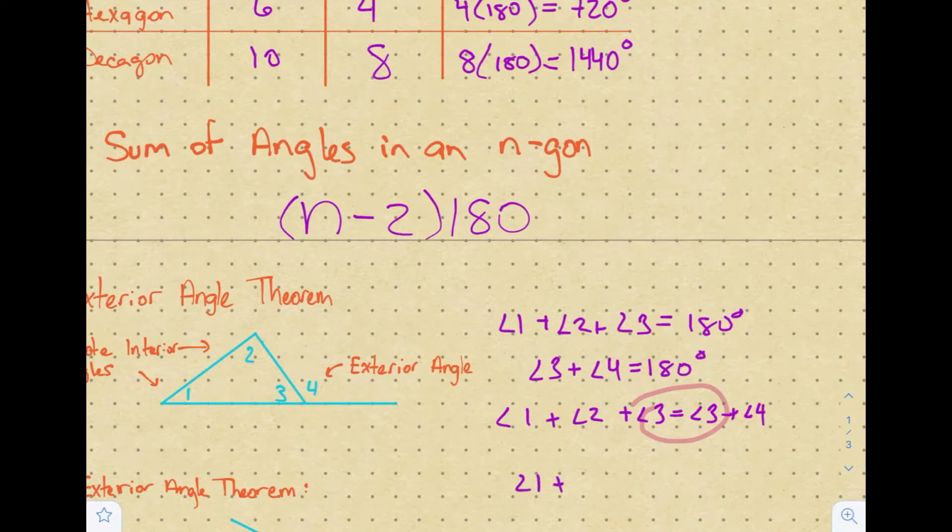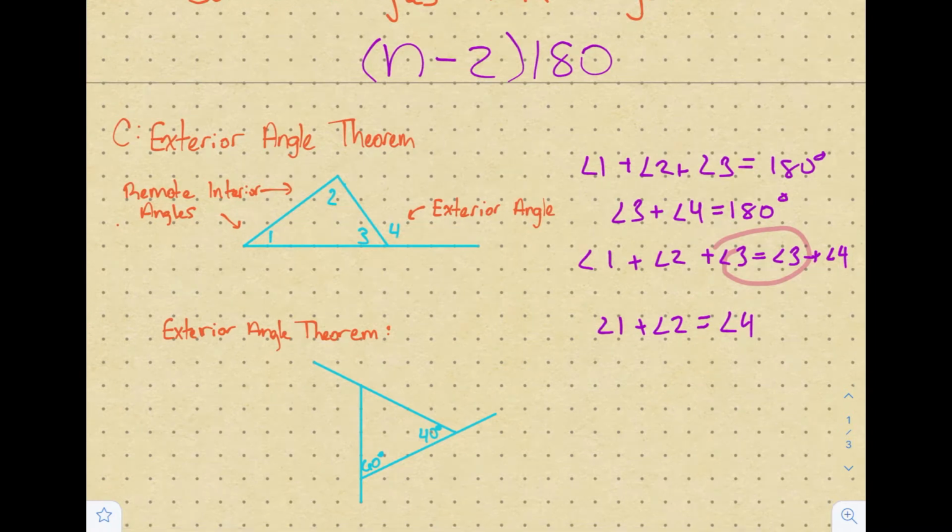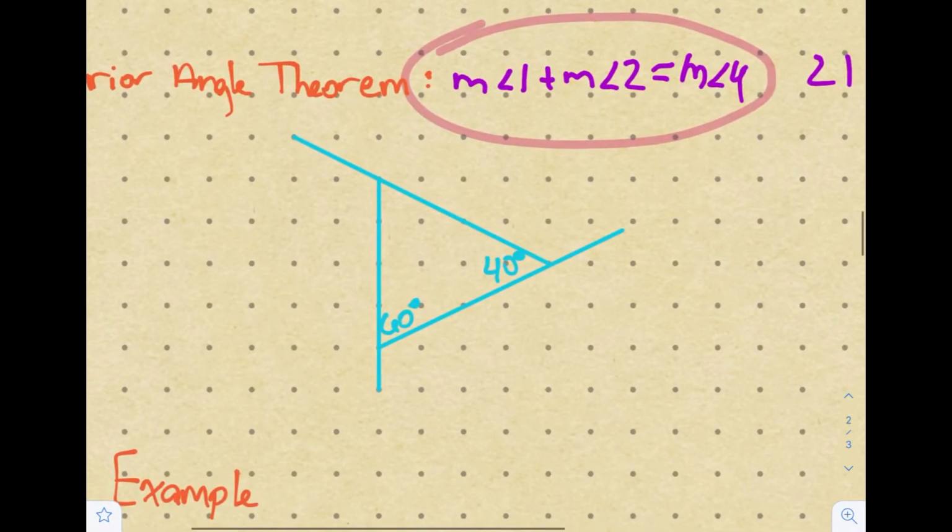So angle 1 and angle 2 add up to make angle 4. This is called our remote exterior angle theorem. The measure of the 2 remote interior angles is always equal to the measure of the exterior angle. So in this diagram, this exterior angle is equal to the sum of the remote interior angles. If those two are 60 and 40, this angle is 100 degrees.